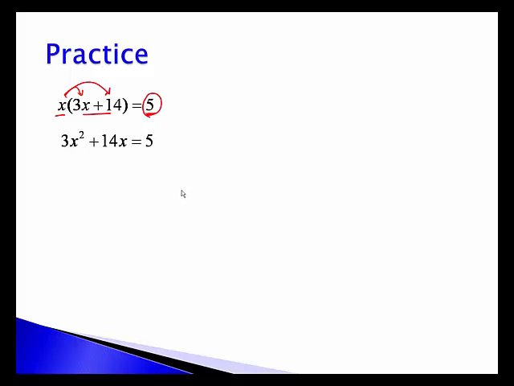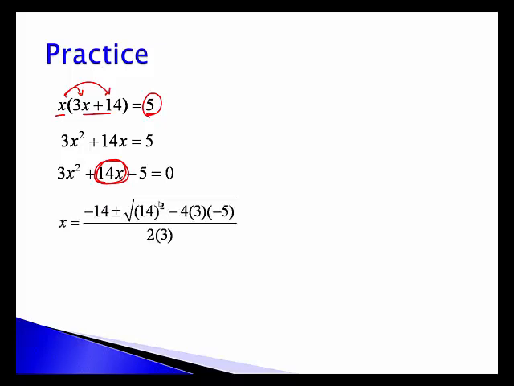Now we can subtract 5 from both sides, and we get 3x squared plus 14x minus 5 is equal to 0. The square root property is not a method I would choose this time because I see that 14x. However, I could use the quadratic formula or factoring. If you're really good at factoring, this one is factorable, but if not, you can always drop back to the quadratic formula. When I plug in my numbers, here's what I get.